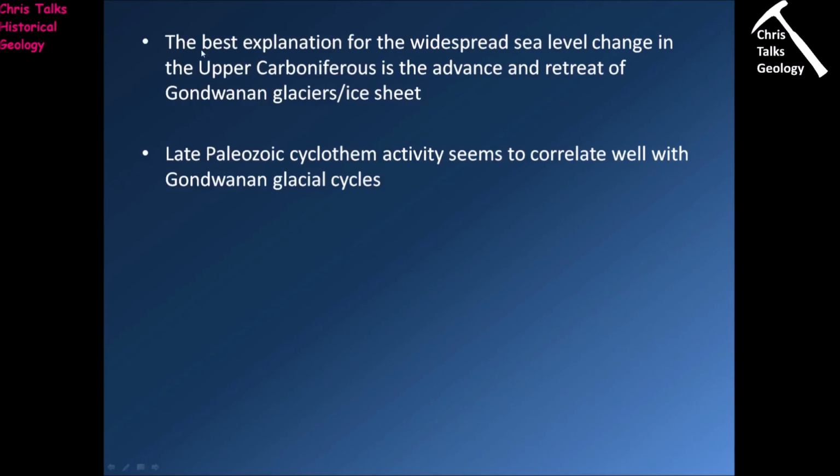So as we've touched on, the best explanation for these widespread sea level changes during the Carboniferous is the advance and retreat of ice sheets. So when we actually look at this late Paleozoic cyclothem activity, it seems to correlate very, very well with the information we have on the growth and retreat of glaciers, which is going on the Gondwanan supercontinent during that time period. So everything seems to match up quite nicely.